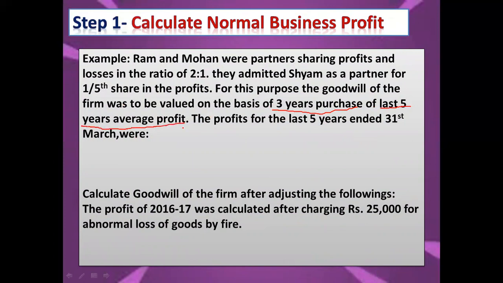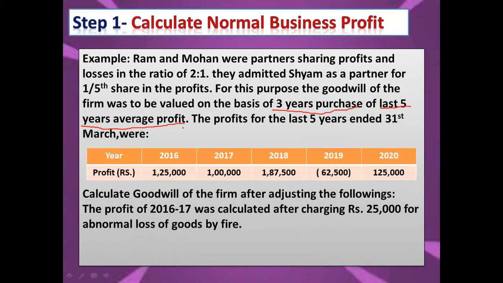So in order to calculate goodwill, you need to take last 5-year profit, and which is given in the question. Years are given and their profits are given. And bracket item shows loss. It means in 2016 firm earned profit, 17 profit, 18 profit, but in 2019 firm earned loss. And in 2020 again they earned profit. So this is the profit and loss of last 5 years. And you have to take average profit of that on the basis of 3 year. Calculate the goodwill of the firm after adjusting the following.